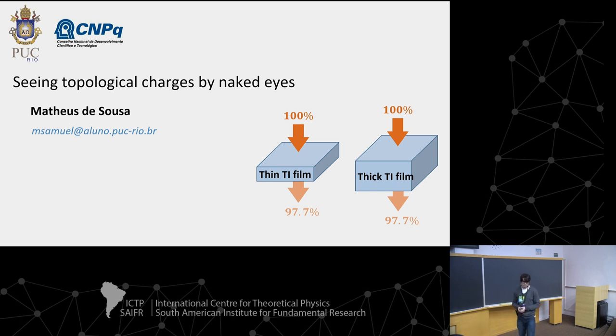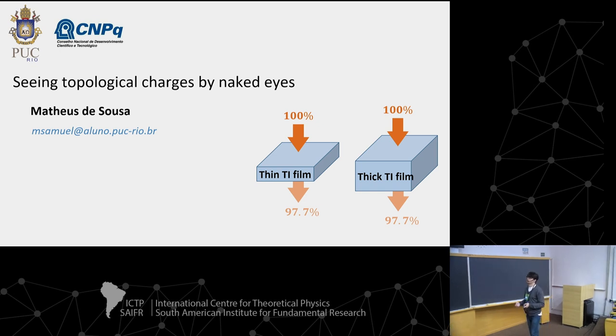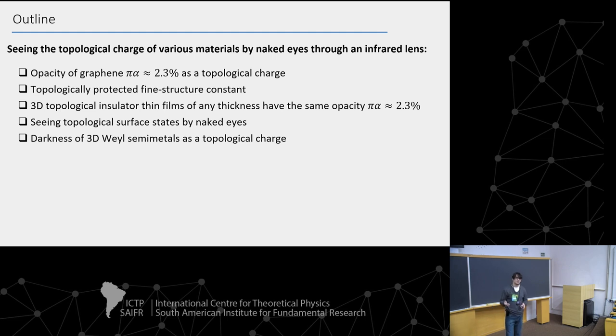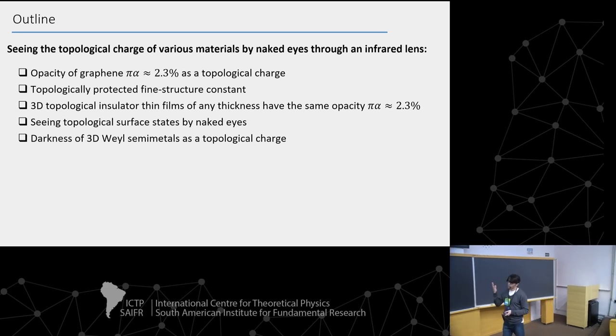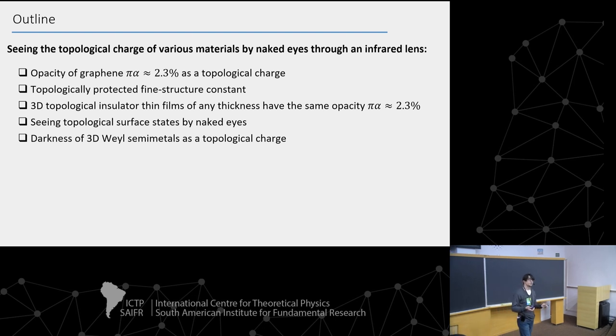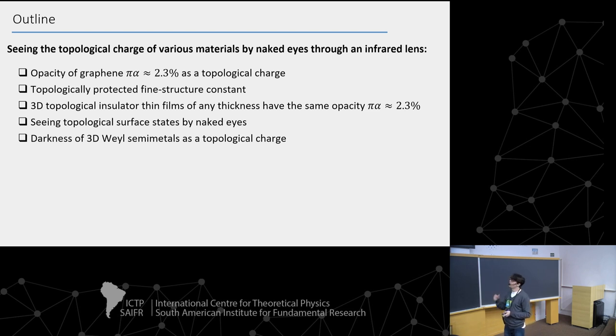So today I'm going to talk about this issue, about seeing topological charges by naked eyes. What I mean by naked eyes is just by manipulating or just looking at the material. So this is the outline of my talk. First, I'll introduce some experimental results for graphene. Graphene has a well-known opacity, and I'll try to relate this to a topological charge. Then I will argue about the fine structure constant being topologically protected, and then I go through some other examples where we can relate the topological charge with some topologically protected charge.